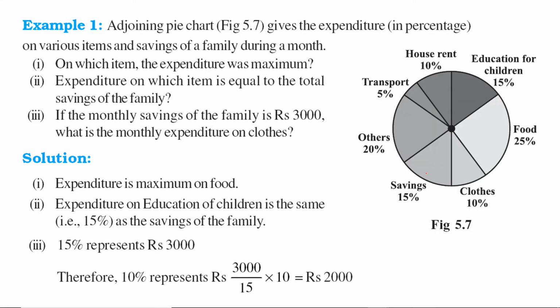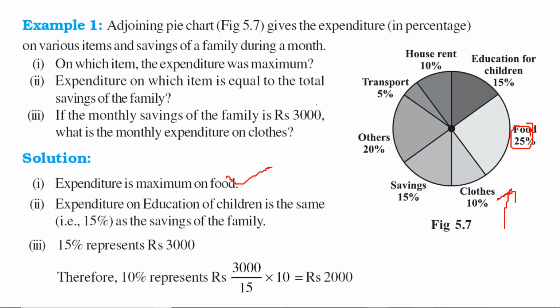This is a pie chart. This gives the expenditure in percentage of certain items and also the saving of a family during a month. So this graph shows this data, and the question being asked is on which item the expenditure was maximum. See, you can just take in view the percentages. In which item was the expenditure maximum? See, which is the maximum? 25% on food. So expenditure is maximum on food.